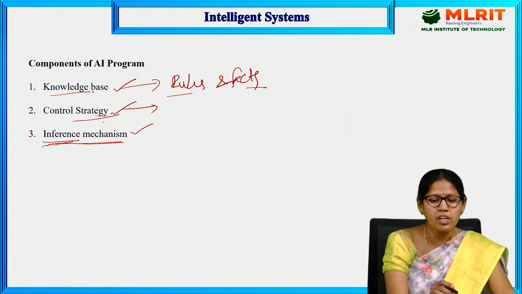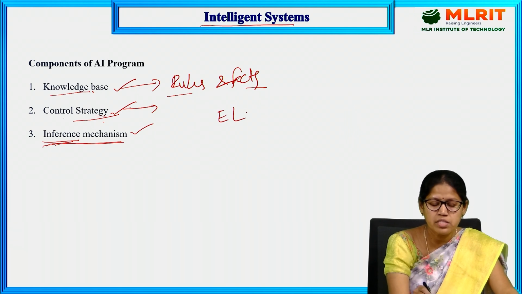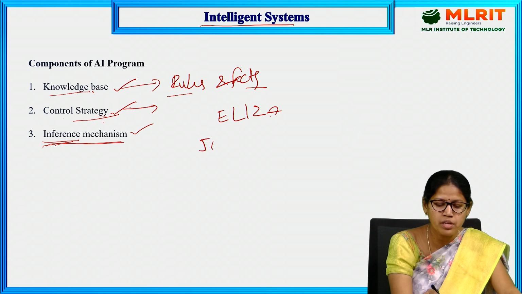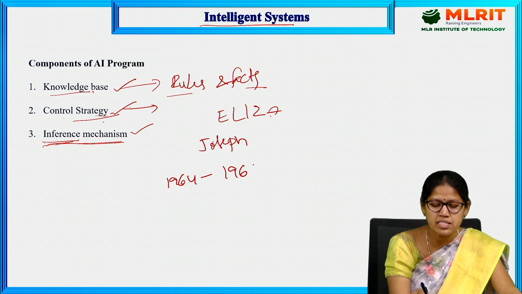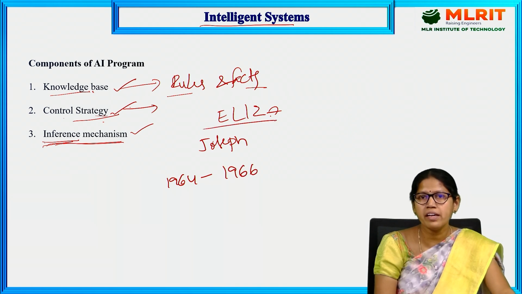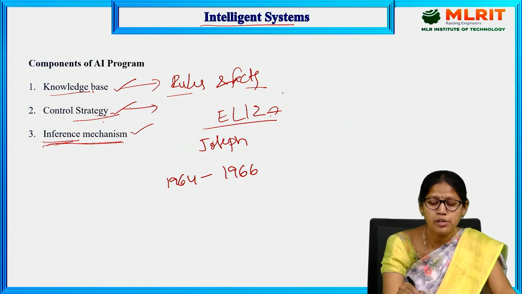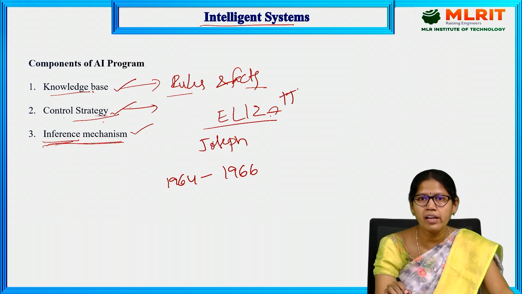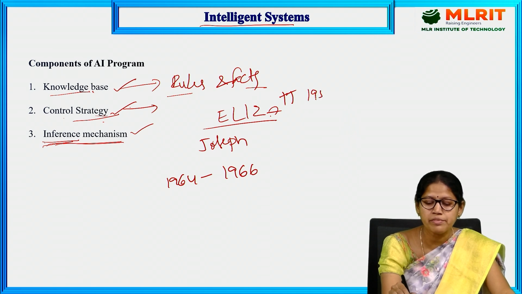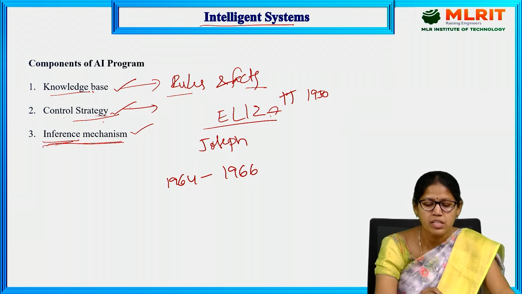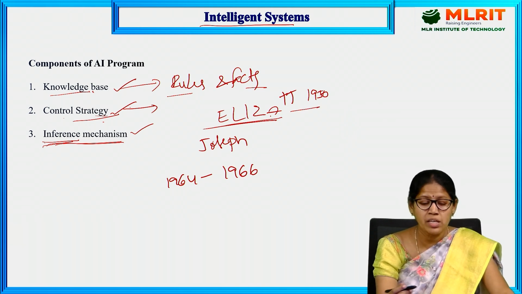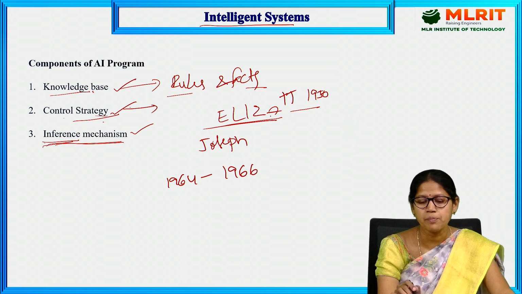The first intelligent system is ELIZA, written by Joseph Weizenbaum in the period of 1964 to 1966. It is called the first AI intelligent system because it passed the Turing test, proposed by Alan Turing in the year 1950. Any system that passes this Turing test is called an intelligent system. ELIZA passed that Turing test, and that's why it is called the first AI intelligent system. It is a chatbot.